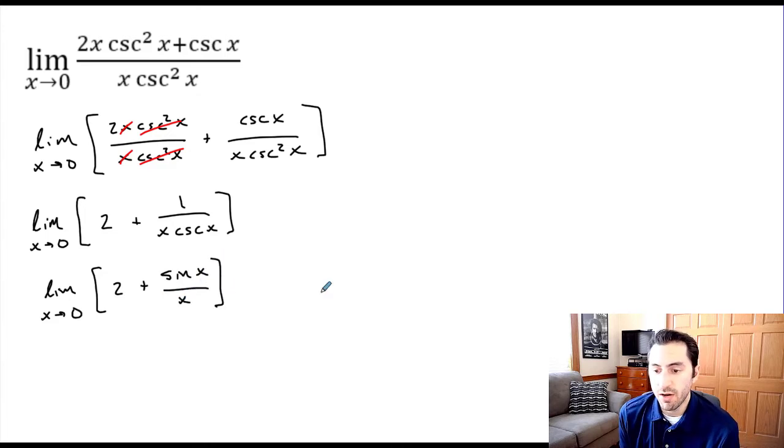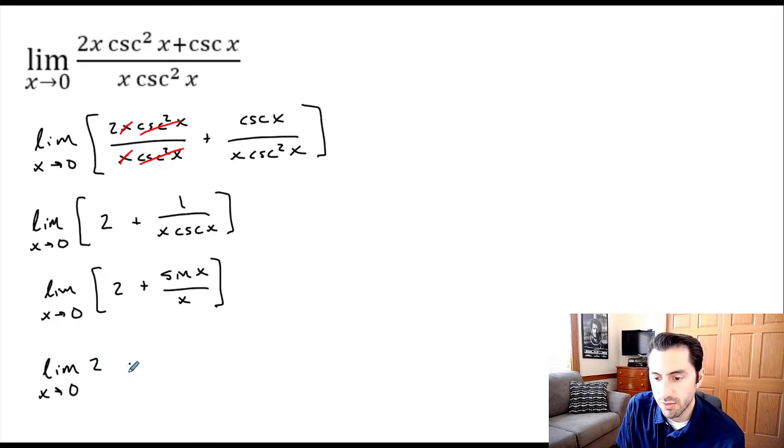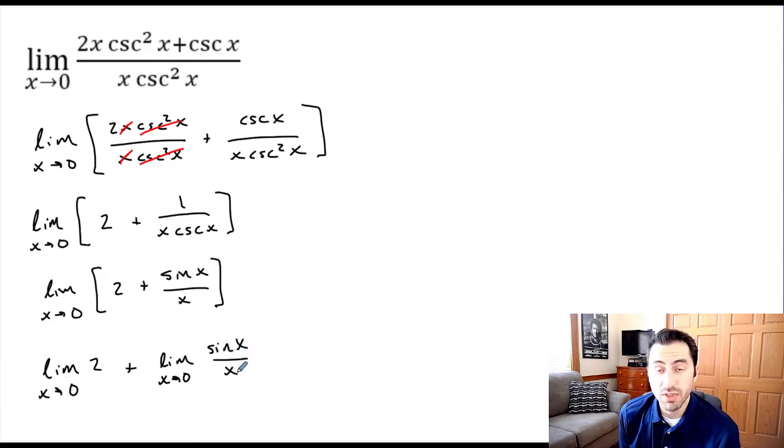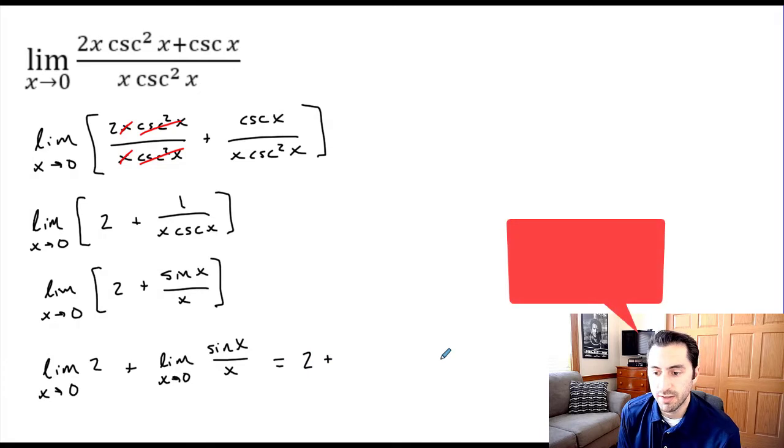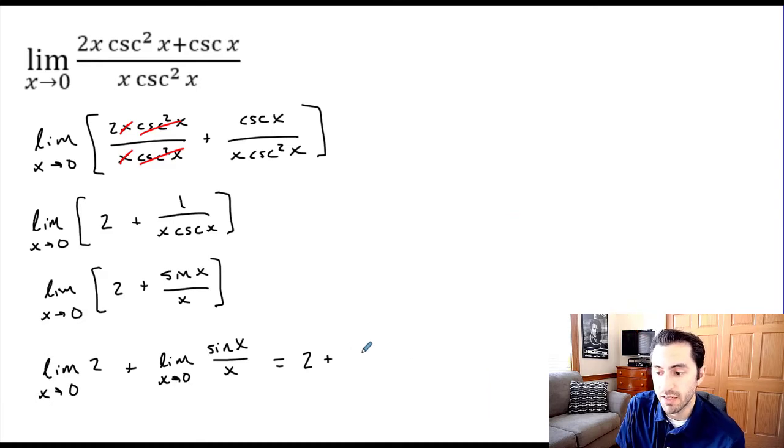So with a little bit of simplifying, we now have a sum, and we can split this up into the sum of two limits. So we have the limit as x approaches 0 of just 2 plus the limit as x approaches 0 of the sine of x divided by x. And this worked out really nice because both of those limits we know how to handle. The first one, the limit of a constant, is always just the constant. So that first one is just 2 plus the second one, that's one of the ones we established in the beginning. So the limit as x approaches 0 of the sine of x divided by x, we know that's 1. And altogether then, this is equal to 3. So this entire limit up here, our solution is 3.